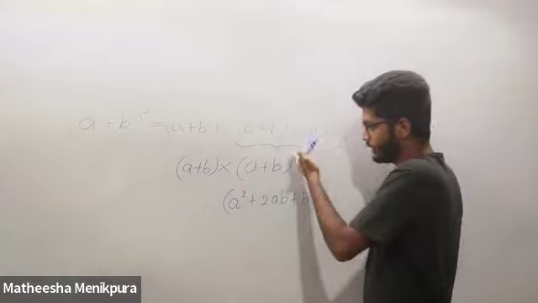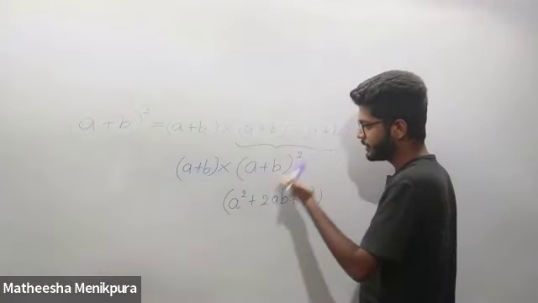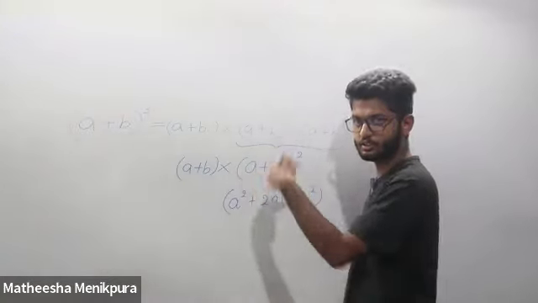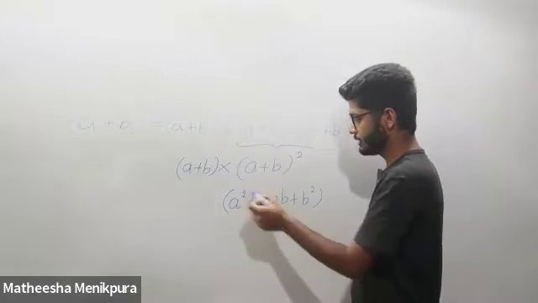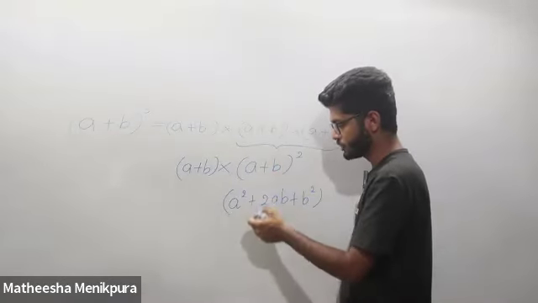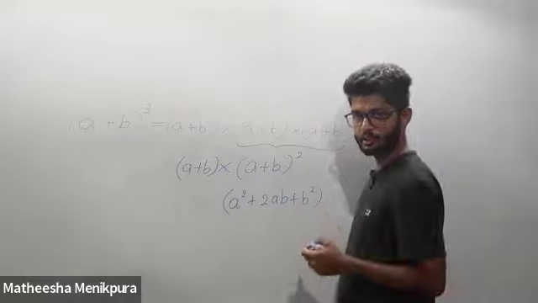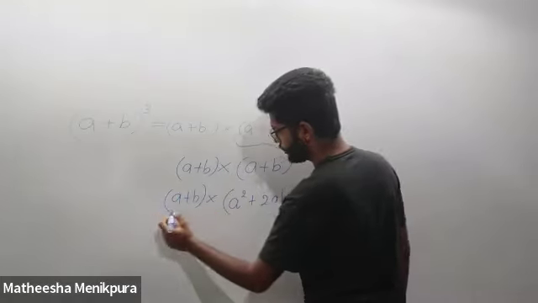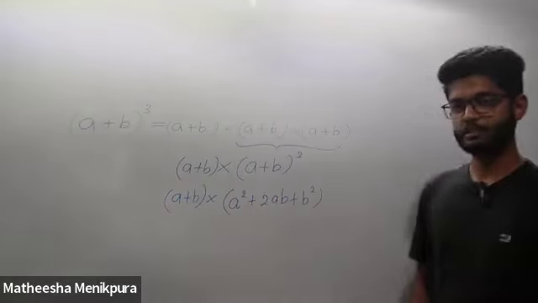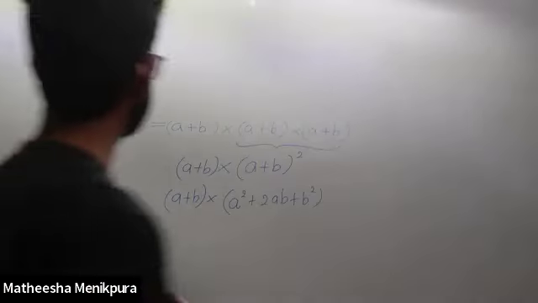So we know how to expand the square of a binomial expression. So far we were discussing that. When we expanded this, it was a squared plus 2ab plus b squared. Now I have to multiply this one by a plus b. Did you get the answer? Tell me the answer.